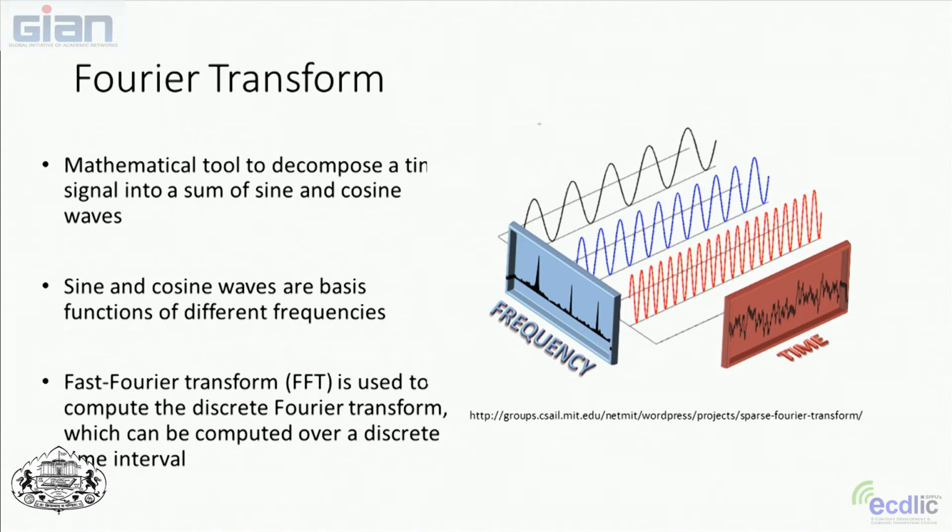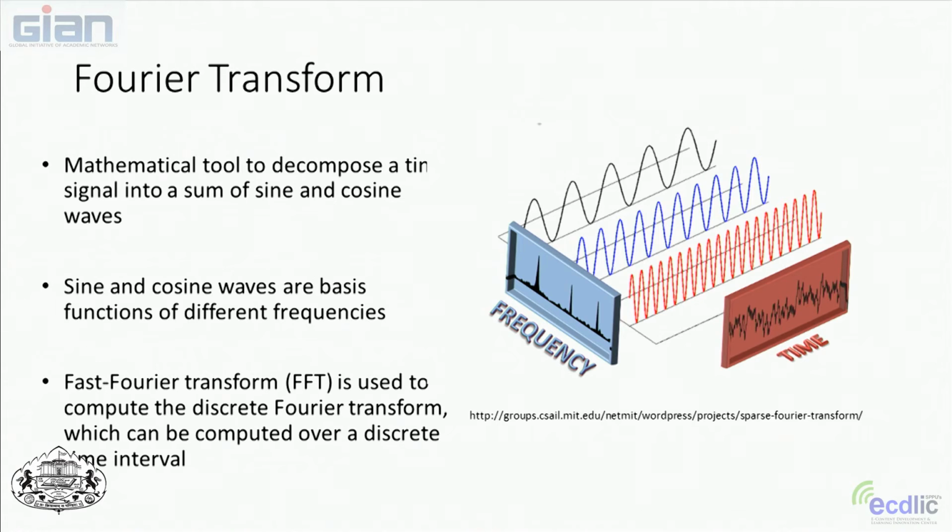So the Fourier transform, again, is a mathematical tool to decompose, I should say, a time signal into a sum of sine and cosine waves. So if you've had any trigonometry, you might know about sine and cosine waves. I used to be very intimidated by the Fourier transform. I'd look at it and say, oh my gosh. But actually, when you think about it conceptually, it's not a very hard concept.